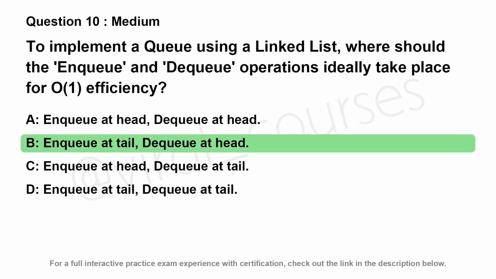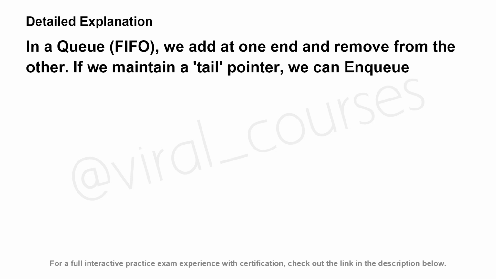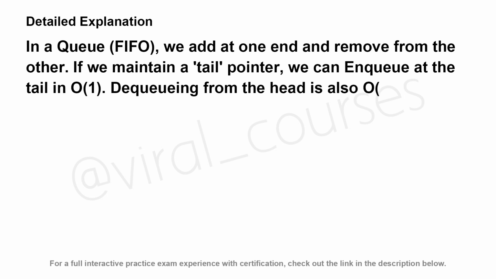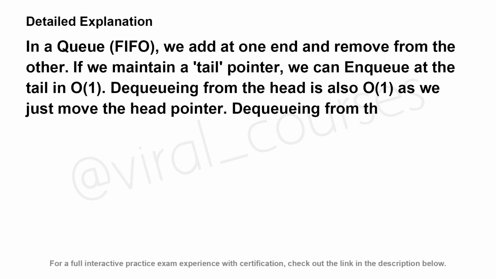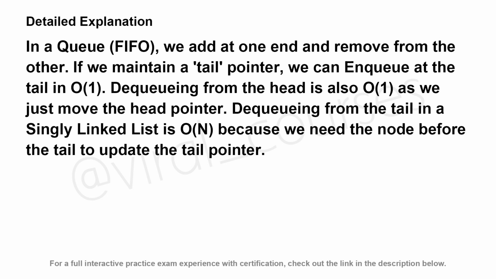The correct answer is B. In a queue, FIFO, we add at one end and remove from the other. If we maintain a tail pointer, we can NQ at the tail in O(1). DQing from the head is also O(1), as we just move the head pointer. Dequeuing from the tail in a singly linked list is O(n), because we need the node before the tail to update the tail pointer.